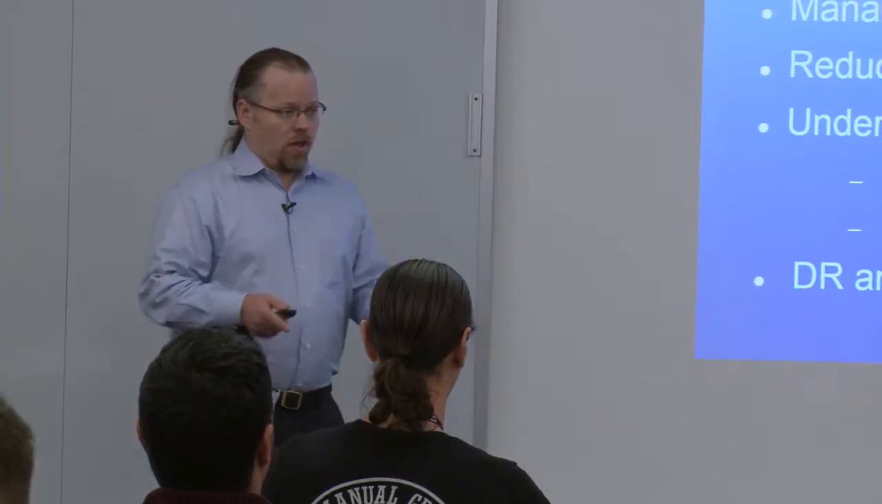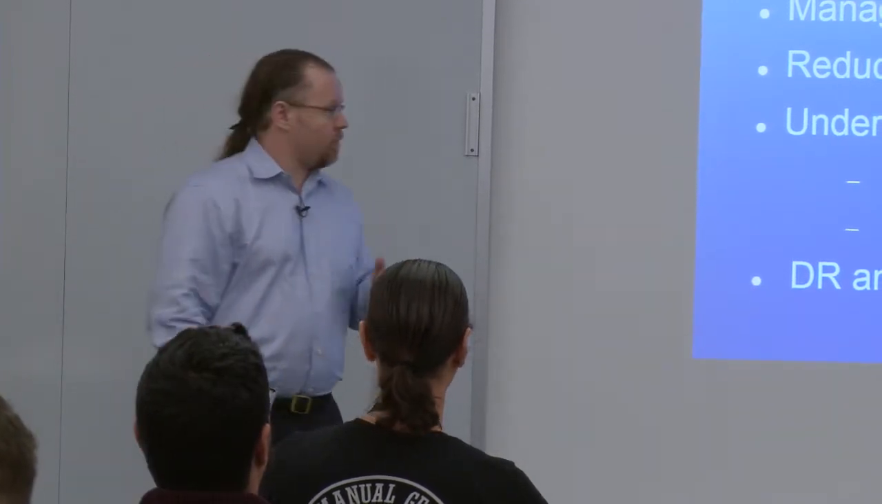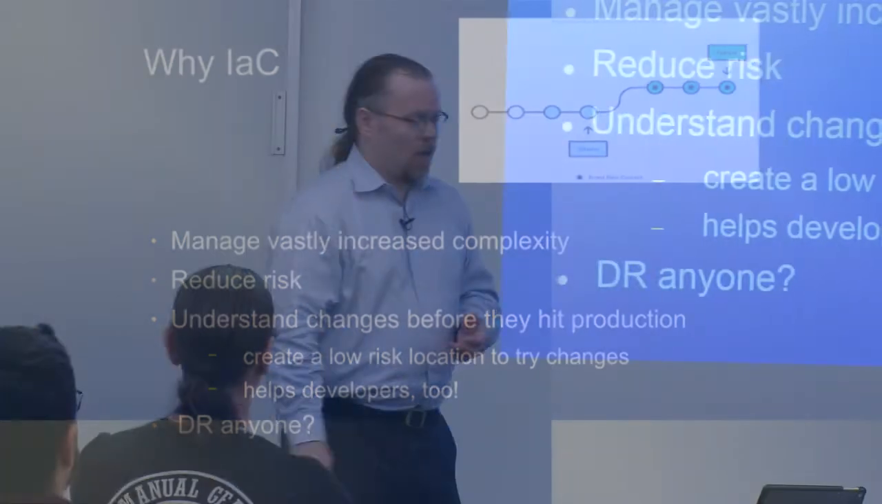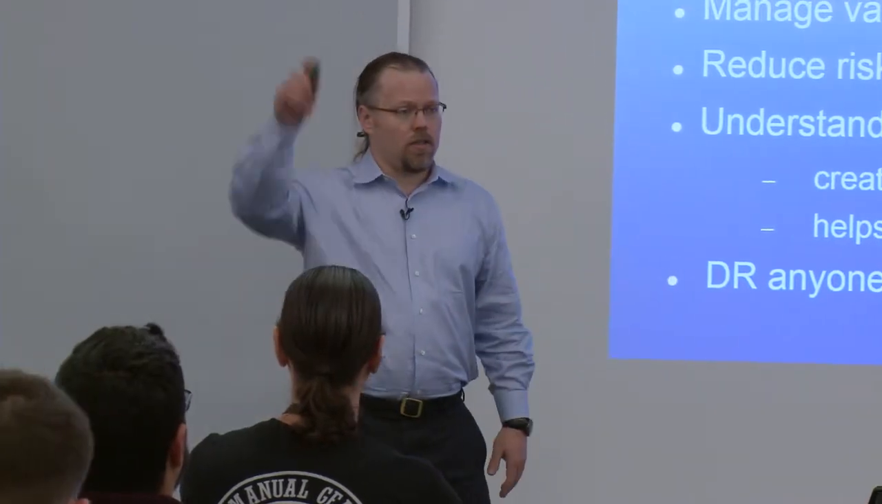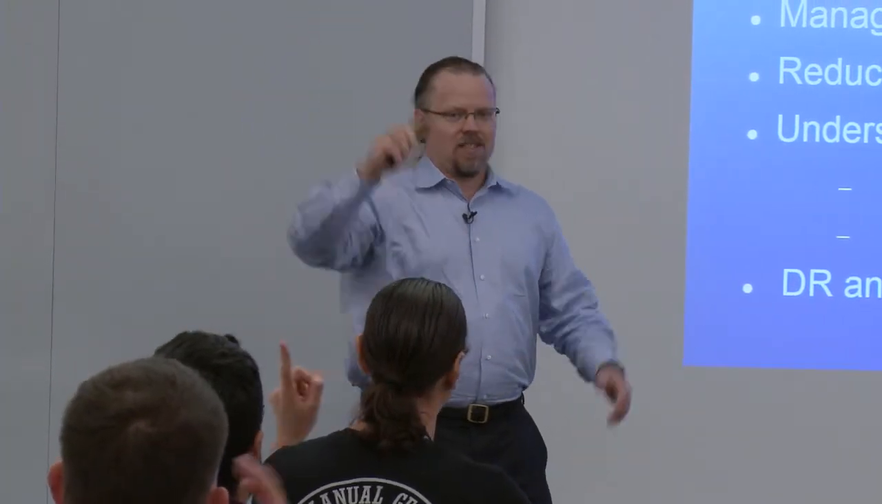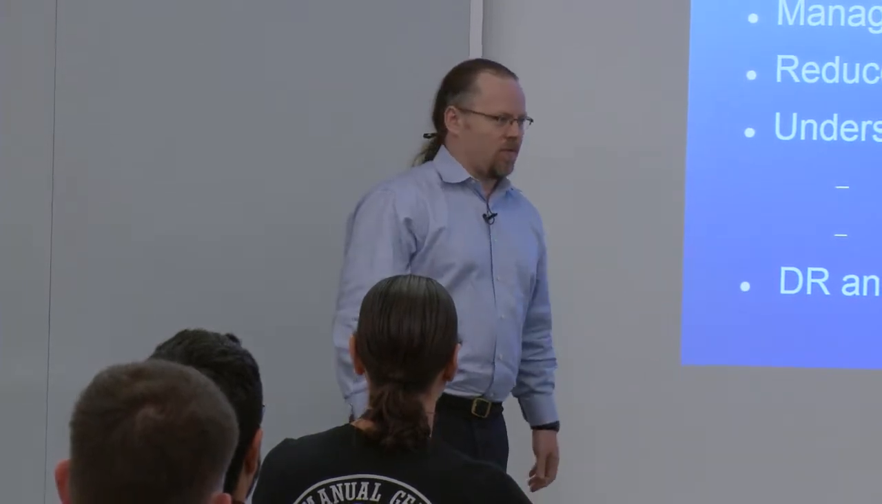Why infrastructure as code? Why don't we just click on things? We've got a lot more complexity now than we did even 10 years ago, and we need to manage that somehow. We want to reduce our deployment risk, and we want to understand the changes before they hit production, because predictability is really key. Is this going to break? How long is the downtime? Will there be downtime? And who in here has a DR requirement, that if something goes wrong, it has to spin up somewhere else? Infrastructure as code really helps with that.